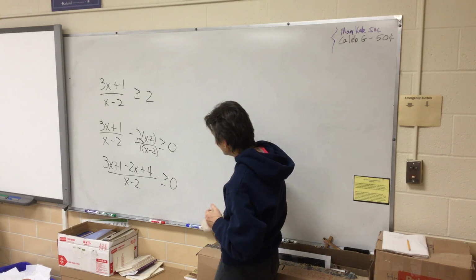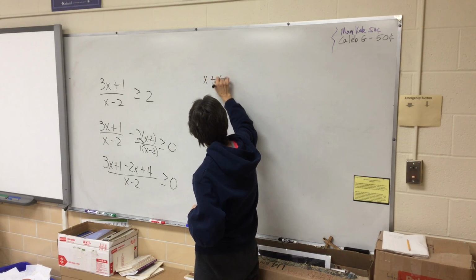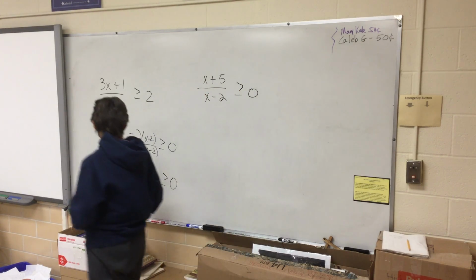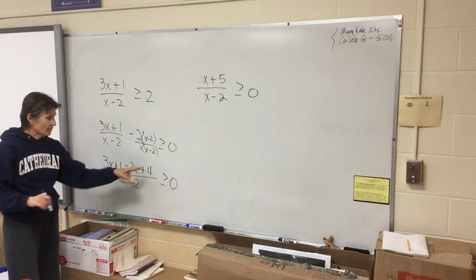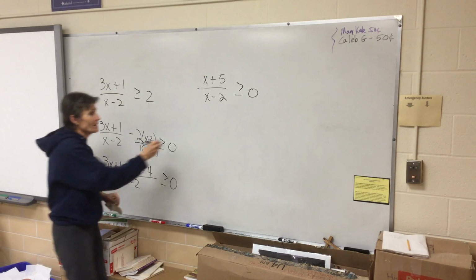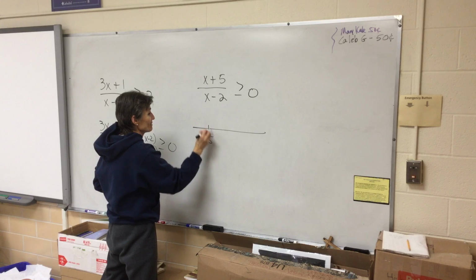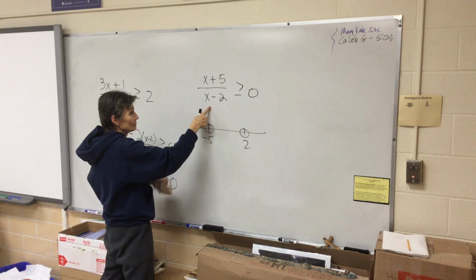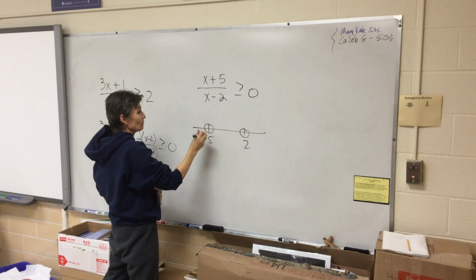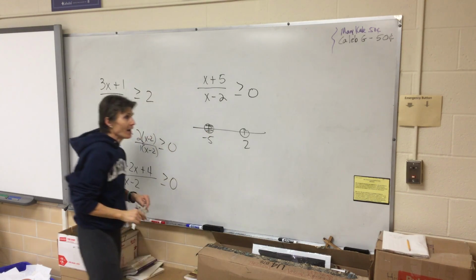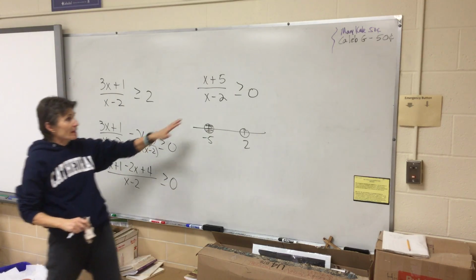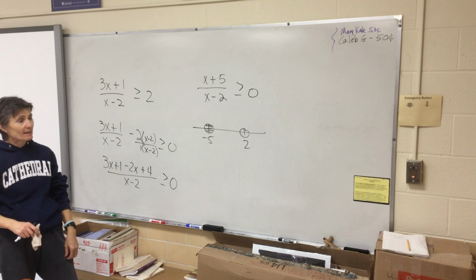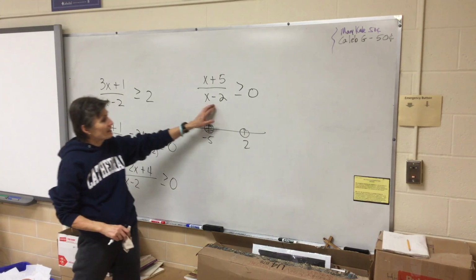Now I can clean that up and have x plus 5 over x minus 2. Just collecting like terms up there. So now I'll go to my number line. I'm going to have a dot at negative 5 and a dot at 2, negative 5 and 2. It isn't or equal to, but remember, denominator dots can't be colored in. You can't put 2 in here, that would be bad. Can't have a 0 in the bottom. So the denominator dot is open.